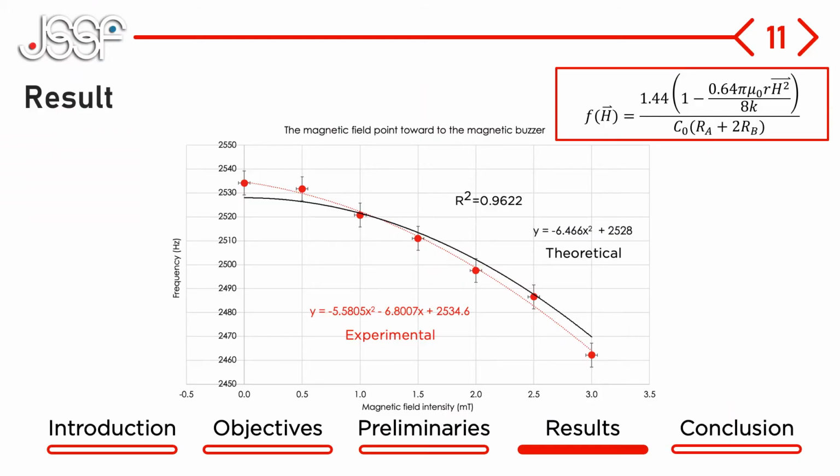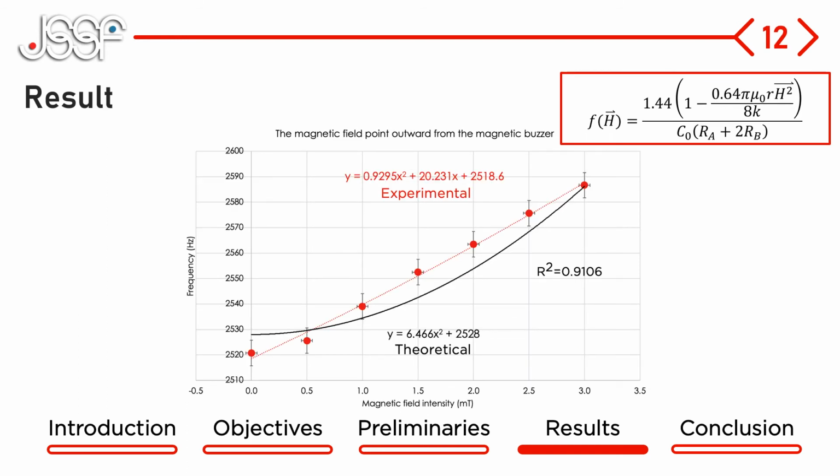Results display the magnetic field strength on the x-axis and the frequency generated on the y-axis. Here we show the comparison between the theoretical line and the experimental regression line. In this graph, the magnetic field points toward the active magnetic buzzer. The result shows that the frequency generated is directly proportional to minus H squared. Furthermore, the result agrees with the mathematical model with an R-squared value equal to 0.96.